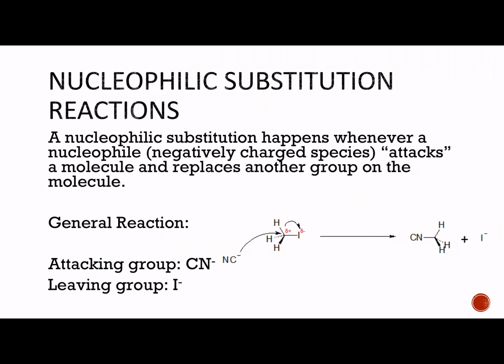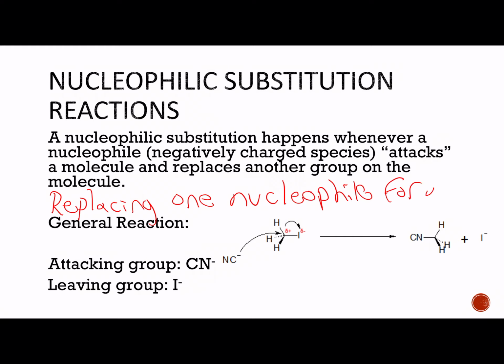The type of reaction. So this is the major thing you need to pick up from today's lesson, which is a nucleophilic substitution reaction. And so a nucleophilic substitution reaction is basically replacing one nucleophile for another. And so you're going to have an initial molecule. And this is going to be called your reagent or reactant. And you are going to have another molecule.